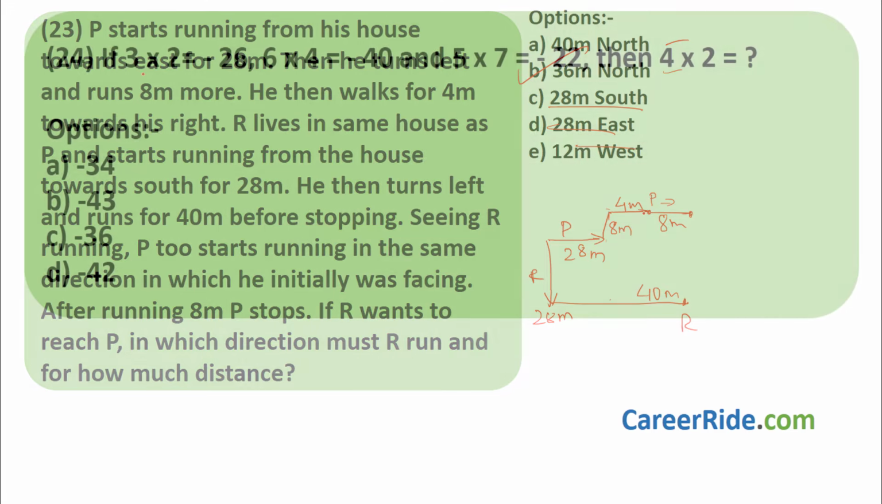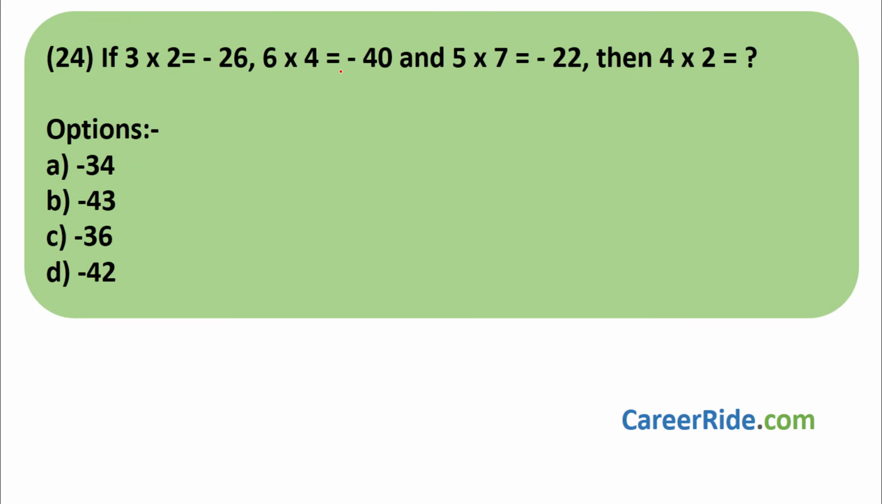Moving on. So this is given: 3 into 2 is minus 26, 6 4s are minus 40, 5 7s are minus 22, 4 2s are what? And options are given. So over here 3 into 2 we know is 6, and what is this minus 26, we don't know. But if we add 26 and 6, what do we get? We get 32. That is nothing but this 3 and this 2. So what they might have done is 3 2s are 6 minus this 32, and they will get minus 26. Let's check out. 6 4s are 24, minus 64. What you will get? Minus 40. So this is the pattern.